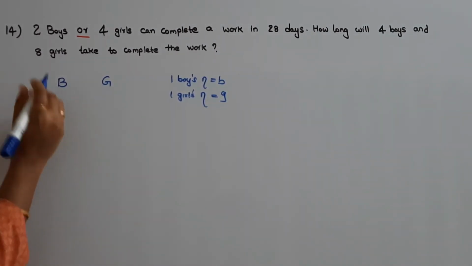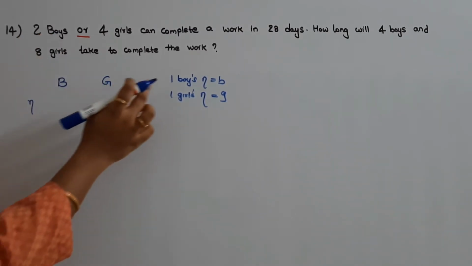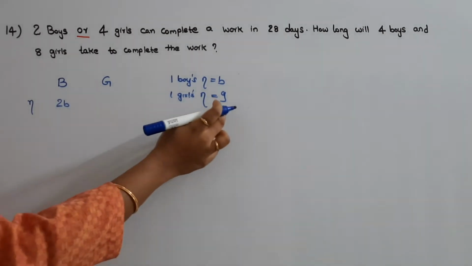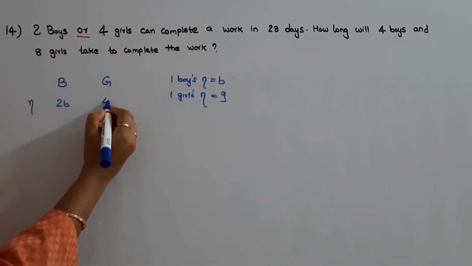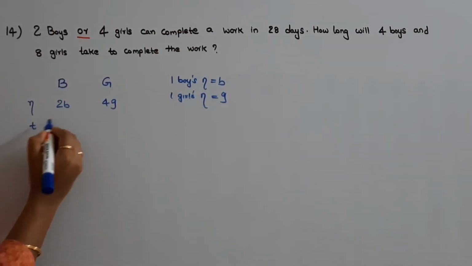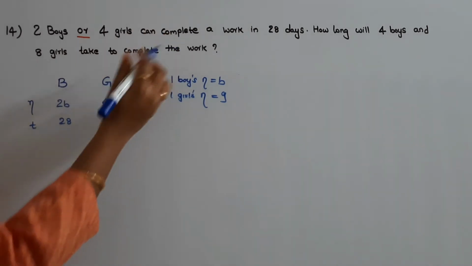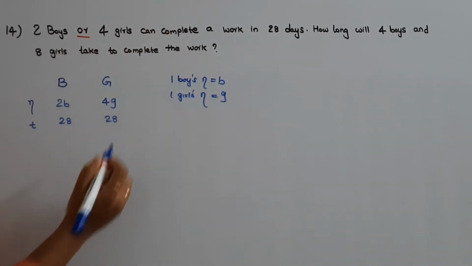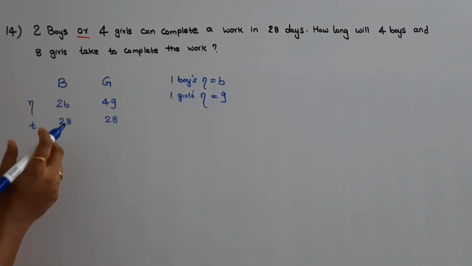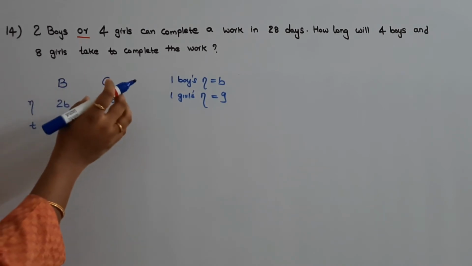Then what will be the efficiency of two boys? If one boy's efficiency is B, two boys' efficiency will be 2B. One girl's efficiency is G, then four girls' efficiency will be 4G. And the time taken by two boys is 28 days, and the time taken by four girls also 28 days. Now from this, first step is to find out the ratio of the efficiency of one boy and one girl. For that, we can equate the work done by boys and work done by girls.